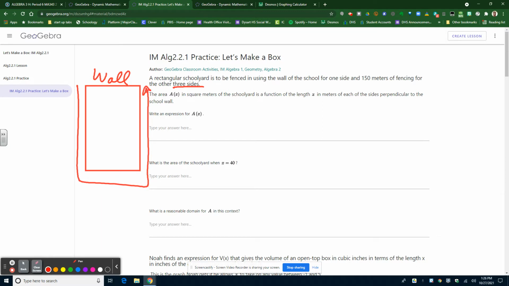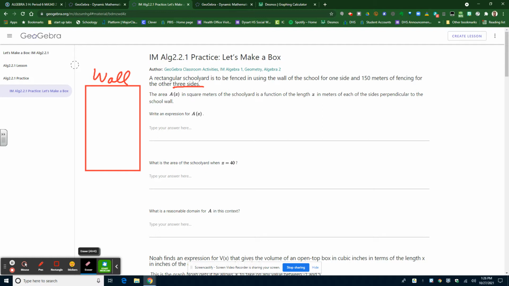Okay, it'd be nice if I had some type of, oh, I do have an eraser. Okay, so if I got 150 meters total, I need a variable because I can change the size of the fencing. So let's make x as our variable.